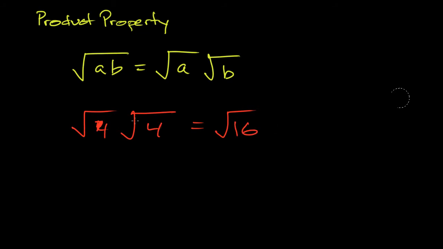When we multiply square roots, we just multiply the radicands together. Well, if this is true, the square root of 4 is 2, and the square root of 4 is 2, and the square root of 16 is 4, then 2 times 2 must be equal to 4, and it is. So this property is often used in helping us simplify square roots.